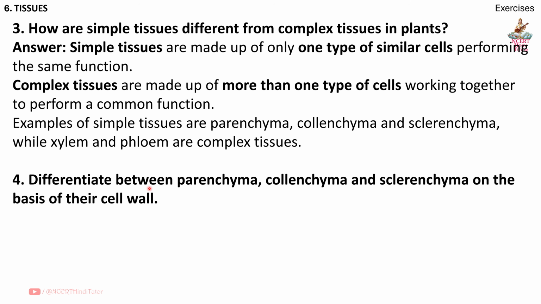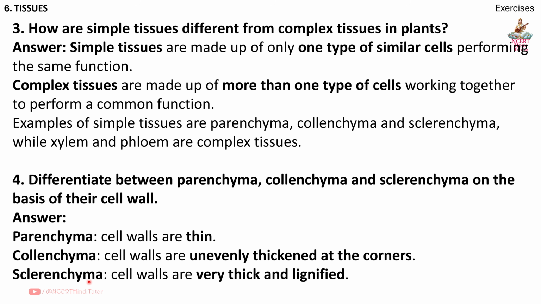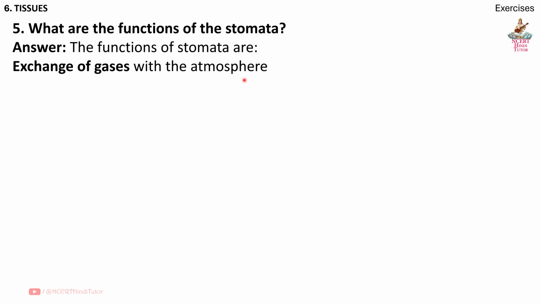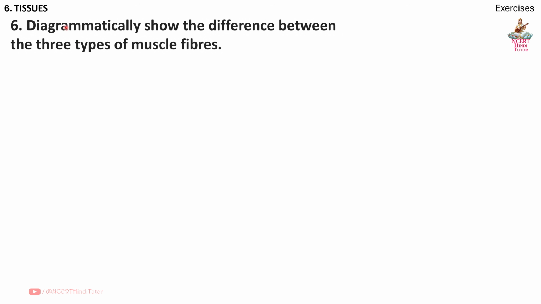Question 4. Differentiate between parenchyma, collenchyma, and sclerenchyma on the basis of their cell wall. Answer: Parenchyma cell walls are thin, collenchyma cell walls are unevenly thickened at the corners. Sclerenchyma cell walls are very thick and lignified. Question 5. What are the functions of the stomata? Answer: The functions of stomata are exchange of gases with the atmosphere, and transpiration, that is, loss of water in the form of water vapor.